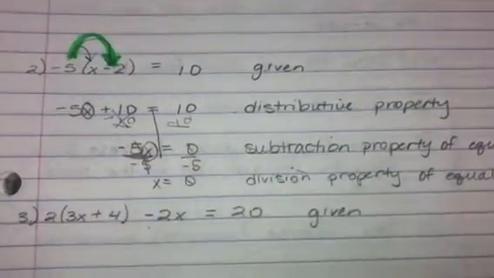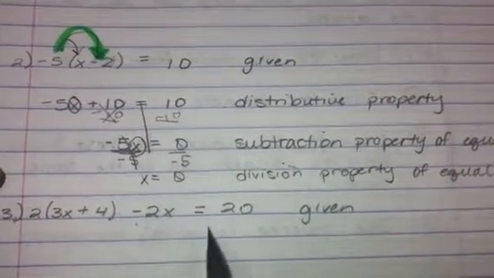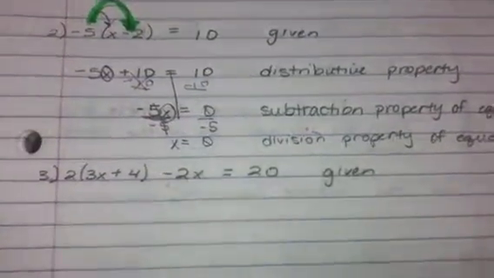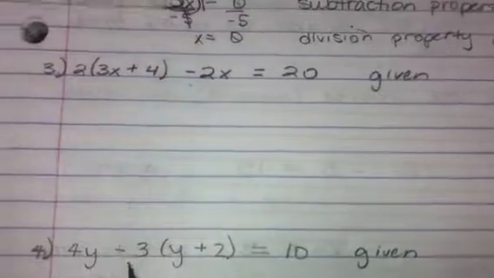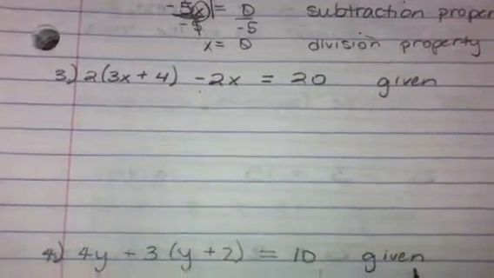Number 3 is also your homework. 2 times the quantity 3x plus 4 minus 2x equals 20 is your given. And I'll do one like that with you. So notice in this one, number 4, 4y minus 3 times the quantity y plus 2 equals 10 is our given.